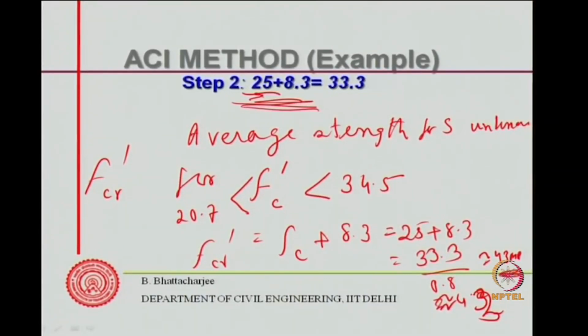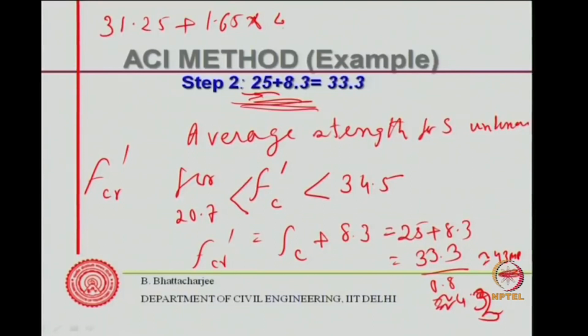Now, my concrete was 31.25, some grade plus 1.65 into the standard deviation of about 4 or 5. If I take 5 by our code, you will have 31.25 plus, if I take 5 as a standard deviation, another 8.25 or something. So this will be around 39.5 or 40, let us say close to 40.